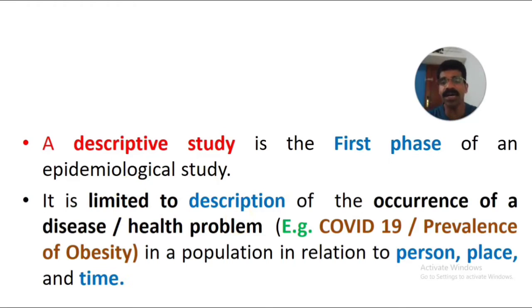Describing the occurrence of any diseases in the community or any health problems of the people in the community. For example, COVID-19, hypertension, diabetes, prevalence of obesity in a specific population in relation to person, place and time. So in this study, we only assess the occurrence of any diseases or health problems of the people in the community.